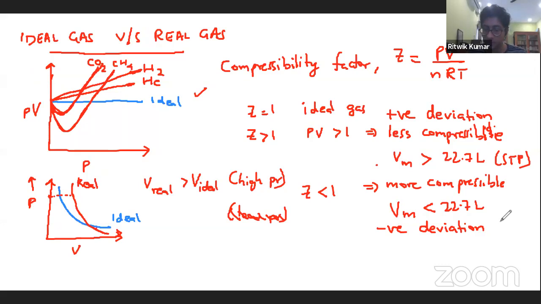Z is equal to PV by RT, right? So Z greater than 1 means that PV is greater than RT. I'm keeping the temperature constant, otherwise there will be too many factors and we won't be able to understand what exactly is happening. Usually analysis of gases is at the same temperature, and we are looking at the pressure volume changes. As far as your syllabus is concerned, that is the most important way in which you analyze gases, right?